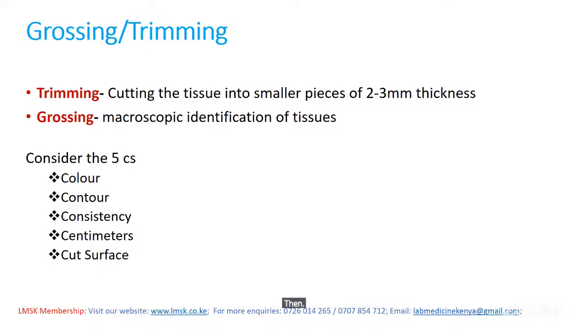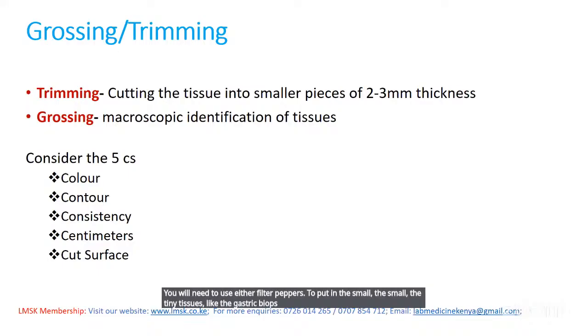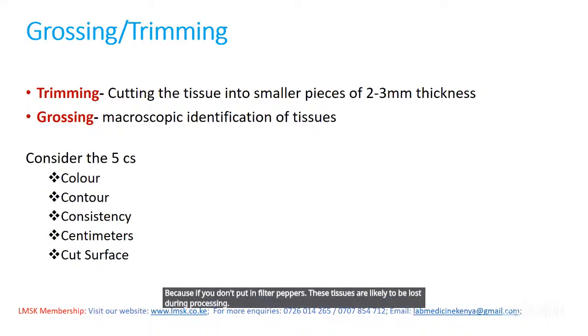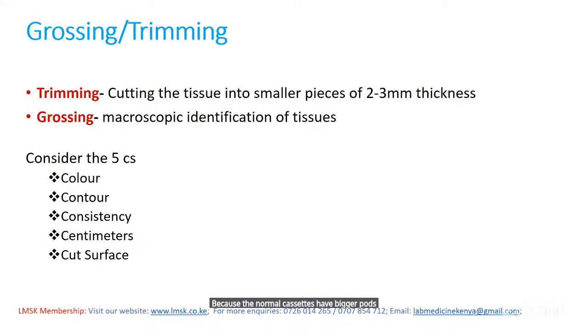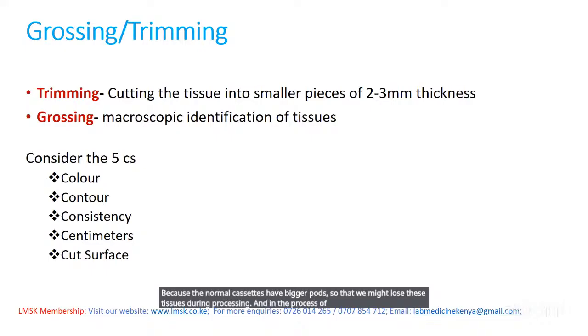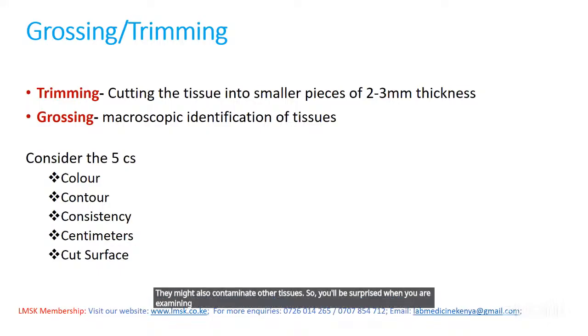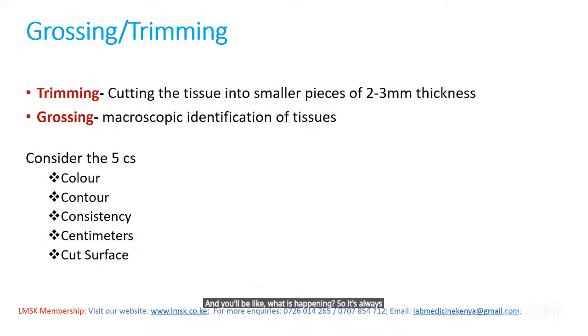Then when you are still at the grossing, if the tissues are very tiny, you will need to use filter papers to put in the tiny tissues, like the gastric biopsies or the core biopsies. If you don't put in filter papers, these tissues are likely to be lost during processing, because the normal cassettes have bigger pores. In the process of losing those tissues, they might also contaminate other tissues. So you'll be surprised when the pathologist is examining the tissue under the microscope. It is a brain tissue, but you're seeing squamous cells from maybe the cervix, and you'll be like, what is happening? So it's always very important that you are very keen in handling the tiny specimens.